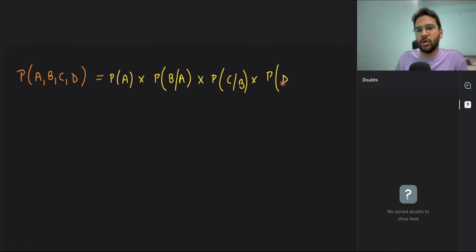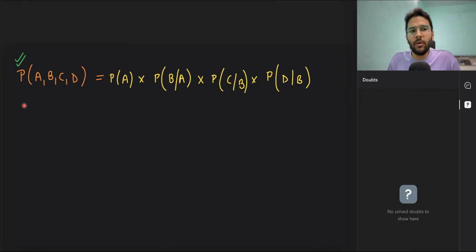Correct? Yes or no? This should be the first step in order to avoid any mistake. You can do it directly also, but it's better to take a few more seconds, because a silly mistake can cost you a lot in the GATE exam. So it's better to go with the detailed approach. Okay, so this is the joint distribution.